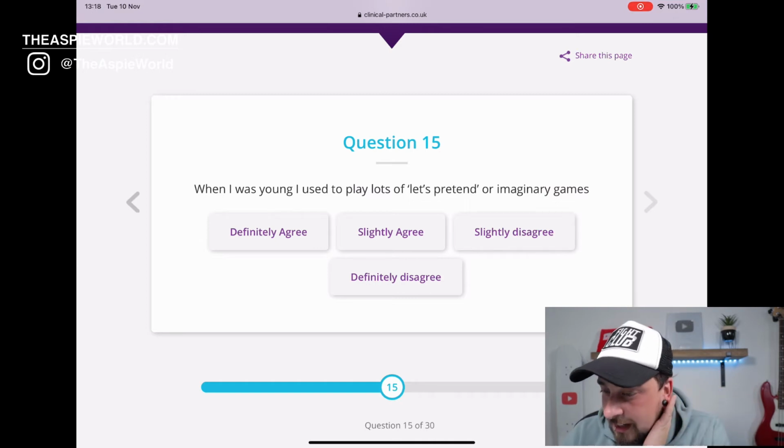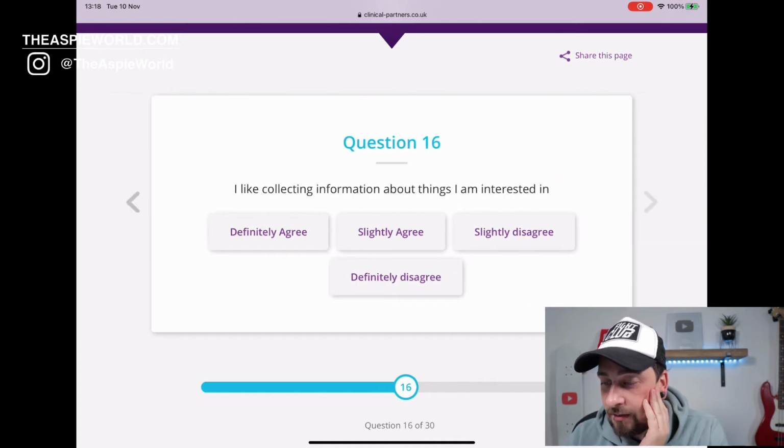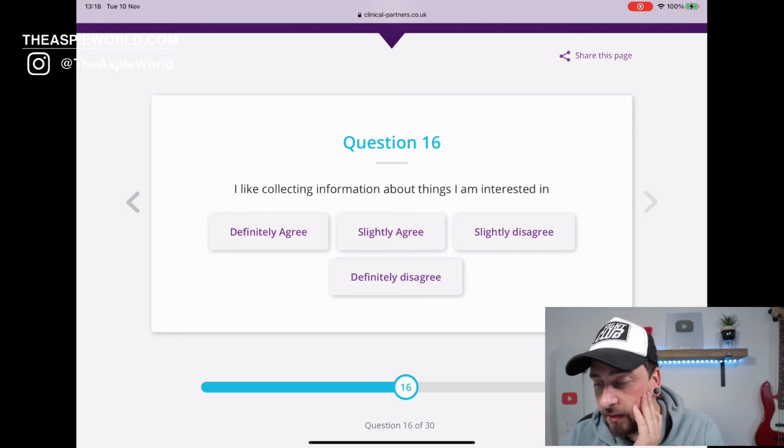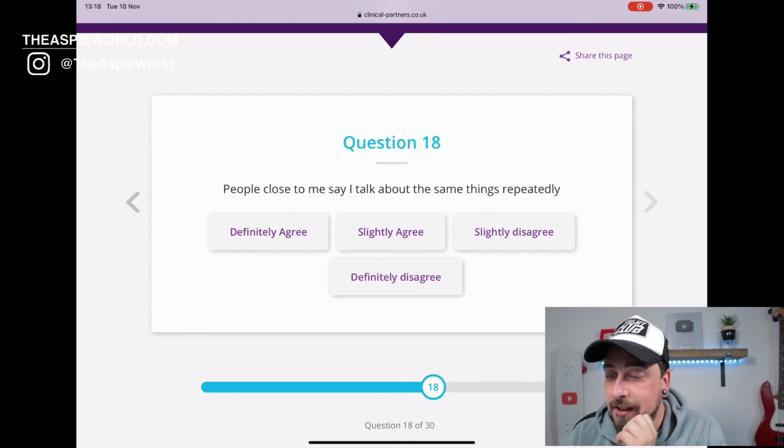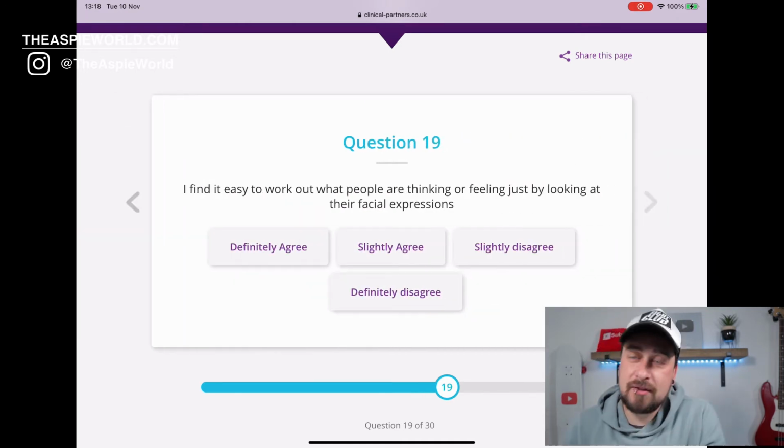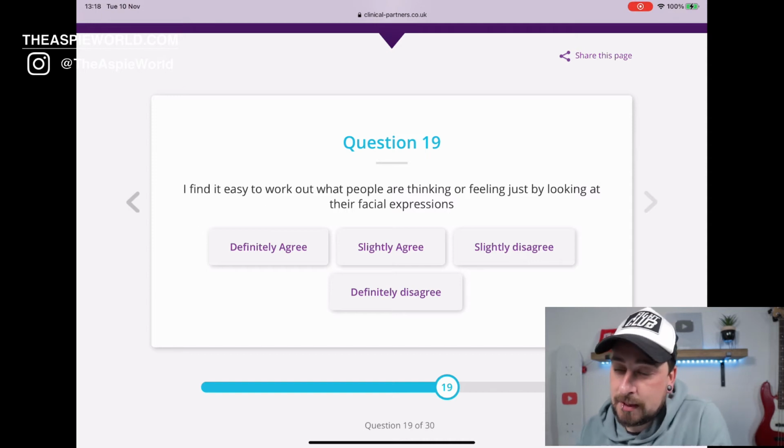When I was young, I used to play lots of Let's Pretend or imaginary games. Never did that. I like collecting information about things I'm interested in. Definitely agree. I like meeting new people. No, I don't. People close to me say that I talk about the same things repeatedly, every day. Naomi, my girlfriend, says I talk about the same thing every day, internet and social media marketing.